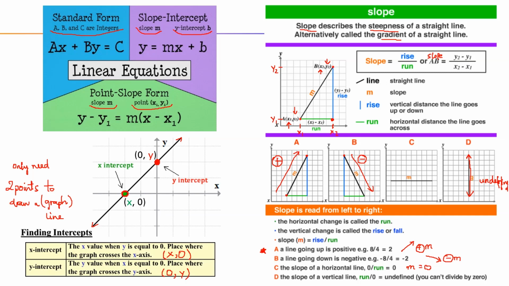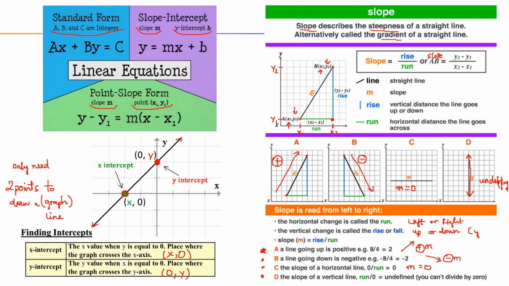And this one is when slope m equals 0. Okay, so you can match that when you review. So the horizontal change, they said right here, is called the run. The vertical change is called the rise or fall. So the run will be right or left, and the rise will be up or down.